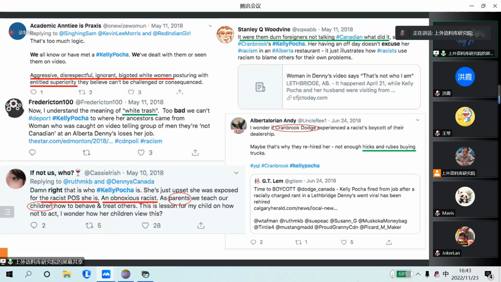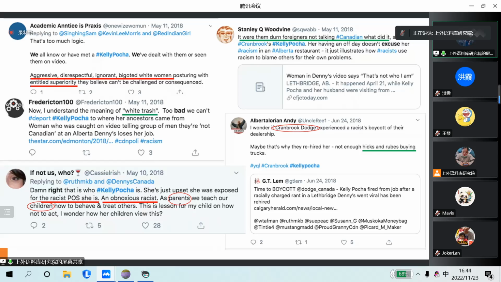Other people just call her a type. Here she's a type. She's aggressive, disrespectful, ignorant, bigoted, white woman with entitled superiority. She's a racist. She's an obnoxious racist. Because she is this type, once again, we're not invited to think about what racism is here, where it comes from, or why it is being manifested by her. There's no concept. She's just dumb or she's a racist type.